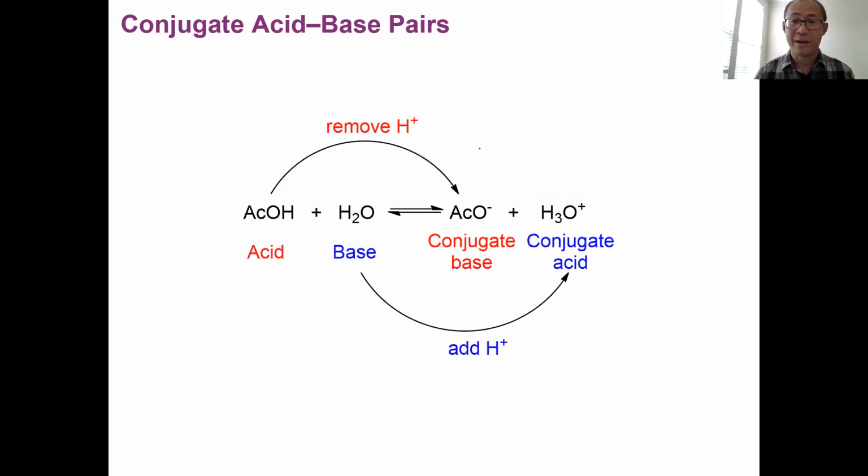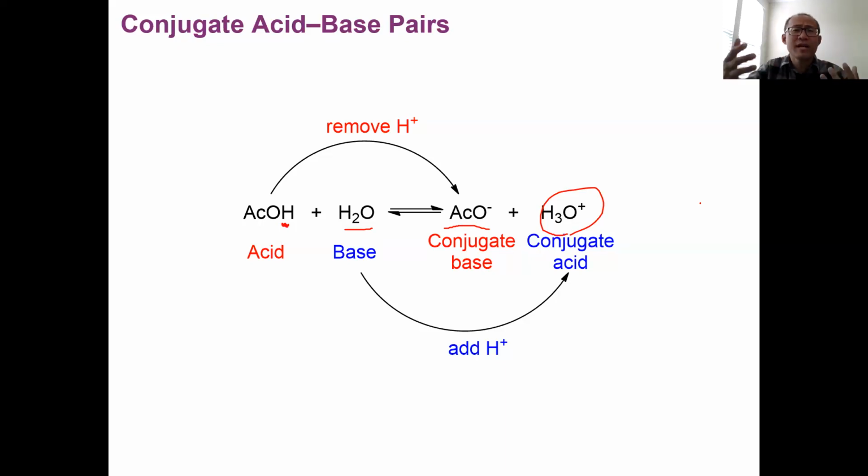Okay, let's take a look at a real example. On the left side, we have acetic acid, ACOH. This is where the proton is going to be donated. After ACOH donates a proton to water, the ACOH becomes ACO minus, and we call that the conjugate base of the acid. And we know the water is the one accepting the proton, so water is the base. And after water accepts the proton, water becomes H3O plus. Water becomes the conjugate acid of the base.